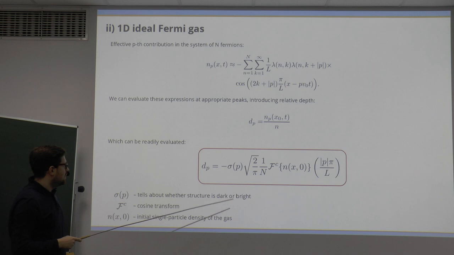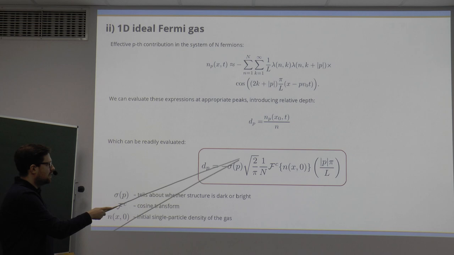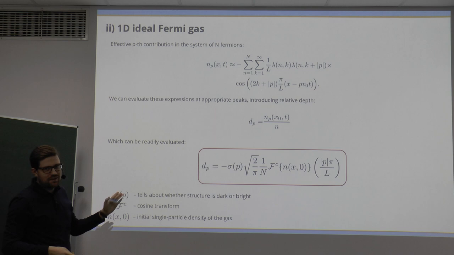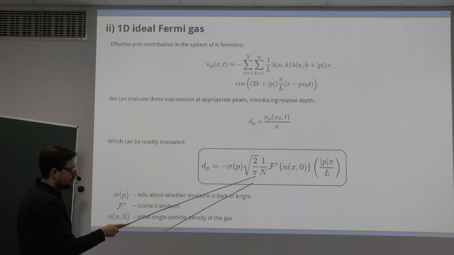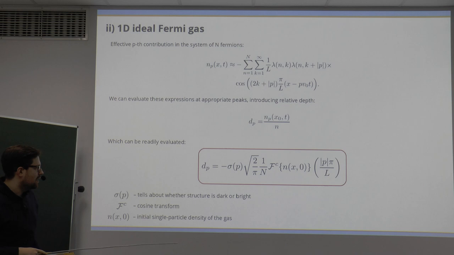I'm going to tell you about each part. Starting with this sigma of P, it tells us whether the soliton-like structure is bright or dark. Here we have some constant, 1 over big N, this is important, times a Fourier transform, a cosine transform, of the initial single particle density of the gas, evaluated at a certain point, which is proportional to this P.